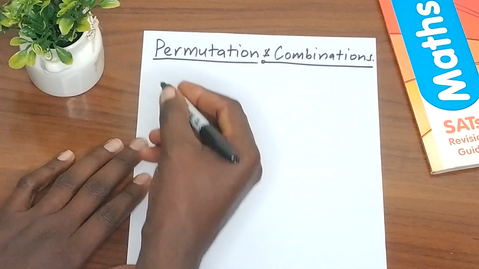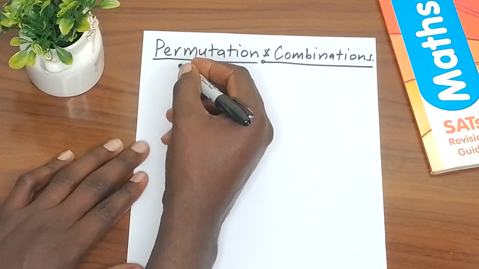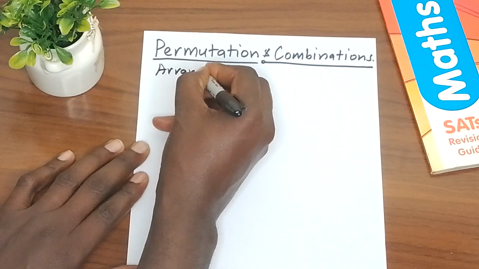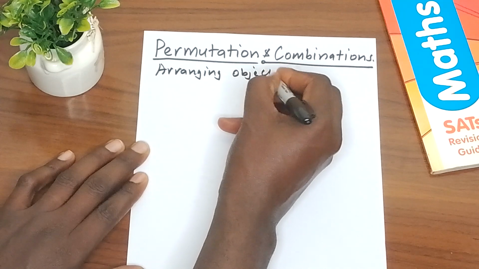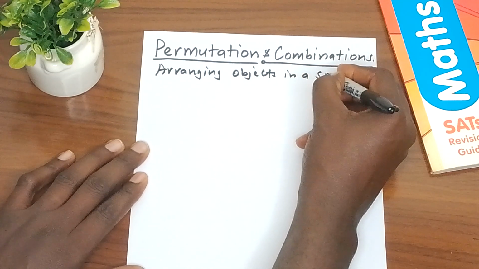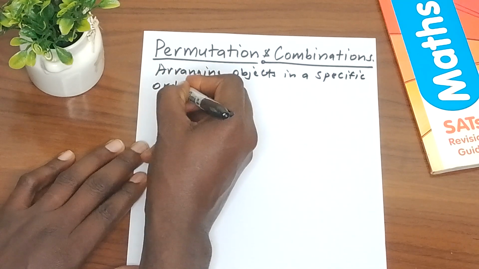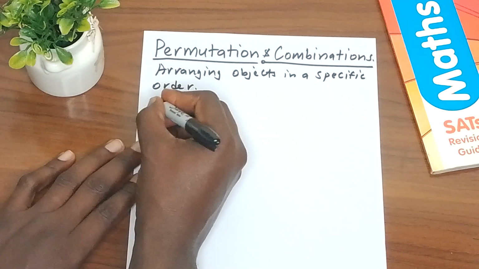What is a permutation? When you hear the word permutation, it means arranging objects in a specific order. That is permutation. An example is here.